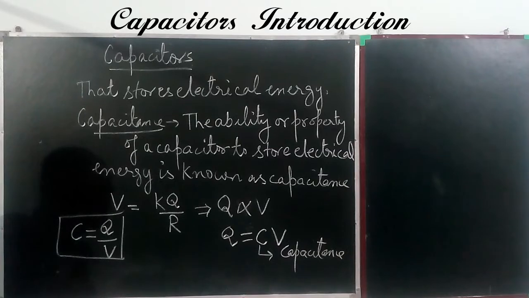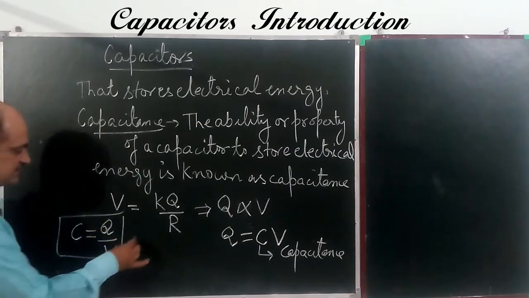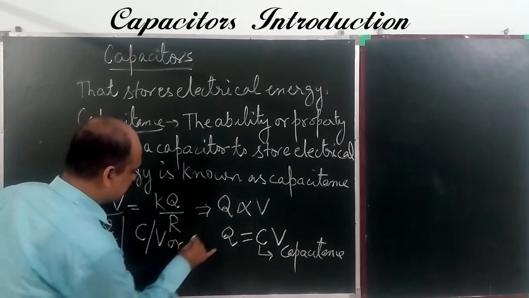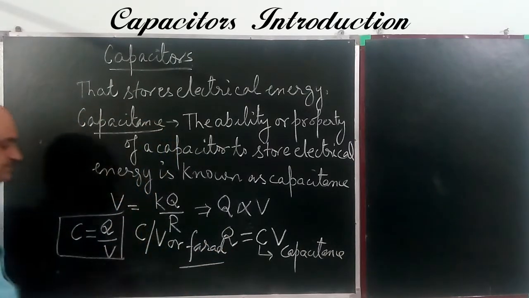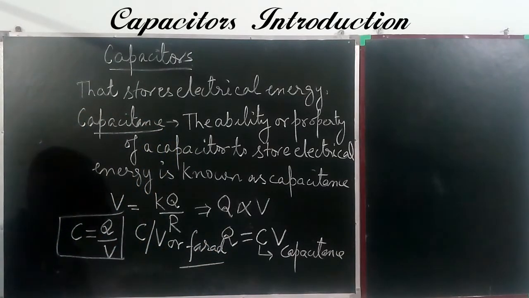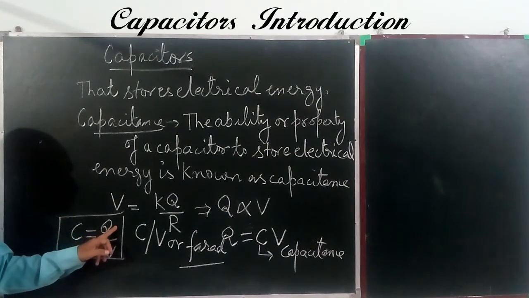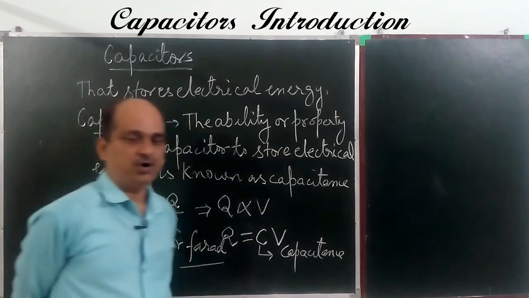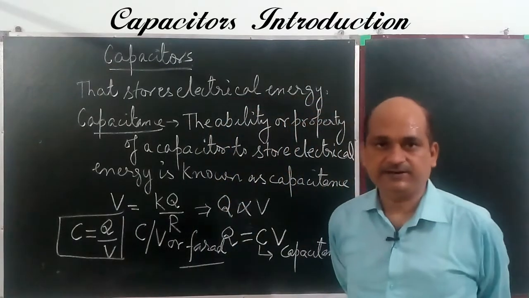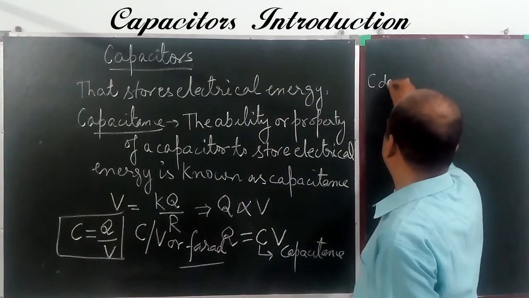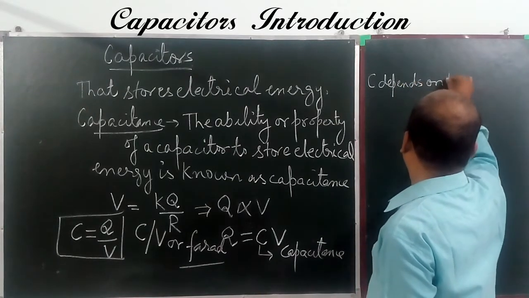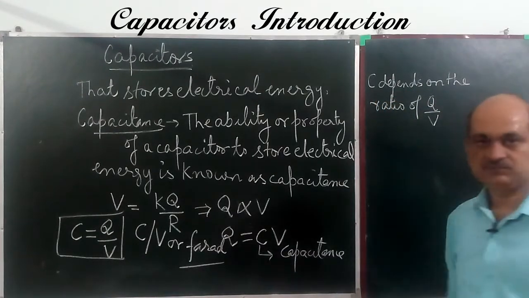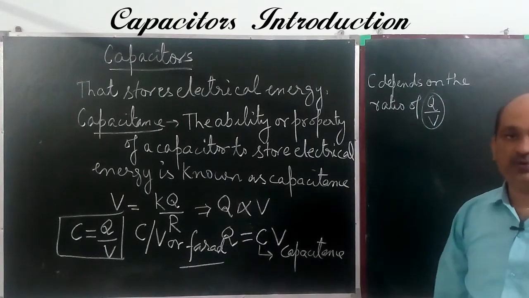As far as its unit is concerned, the unit of Q is coulomb and V is volt. So coulomb per volt is its unit, or that can be written as farad. Now the question arises whether C depends on Q or on V. C does not depend on Q and C does not depend on V, but C depends on the ratio of Q upon V, not on Q and V.